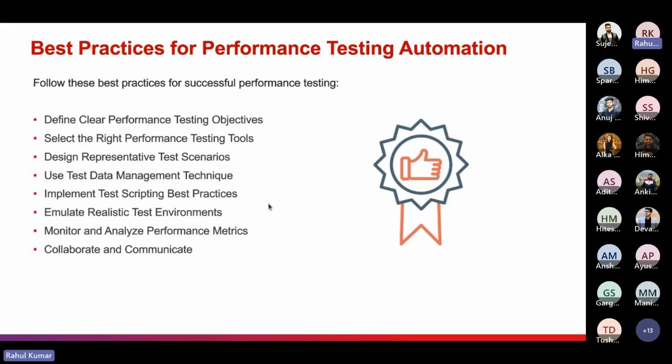We also follow some best practices for performance testing automation. For successful performance testing, we have 10 points: define clear performance test objectives, select the right performance testing tools, define representative test scenarios, use data management techniques, implement test scripting best practices, monitor and analyze performance metrics, and collaborate and communicate within the team. This is all about the best practices we use in performance testing.